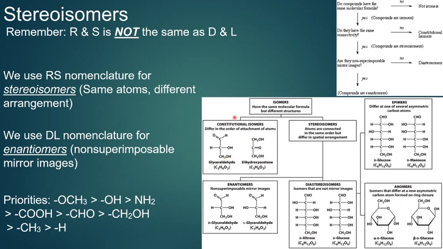Now, that separates our constitutional isomers. If, however, they are arranged in the same order but are different in terms of their 3D space, that is a stereoisomer. So then we go down to our little list here, and we have our enantiomers, which I just explained before. These are our non-superimposable mirror images, like I showed with my hands. If they are not superimposable, then it basically means that they are enantiomers.